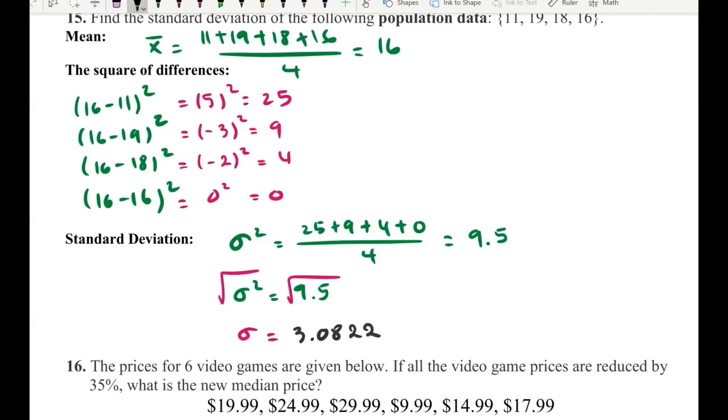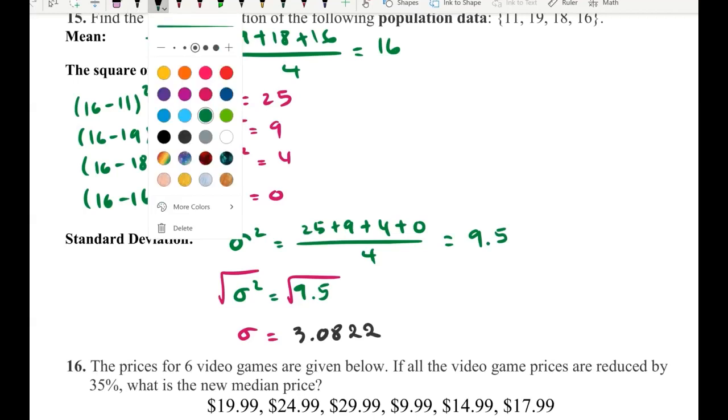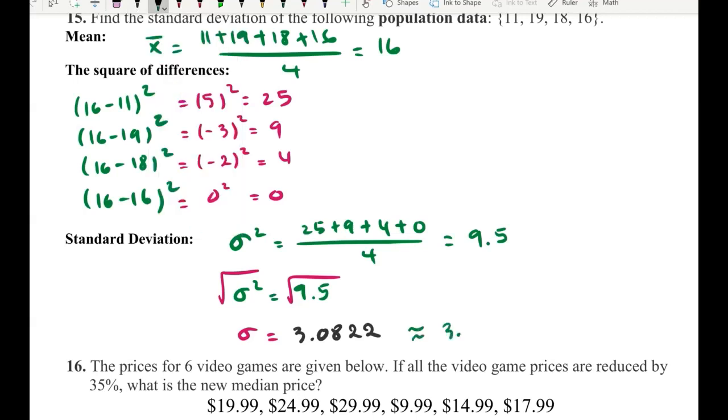3.0822. So if I round it to the nearest hundredth, that will be 3.08. Alright, so that's it for number 15.